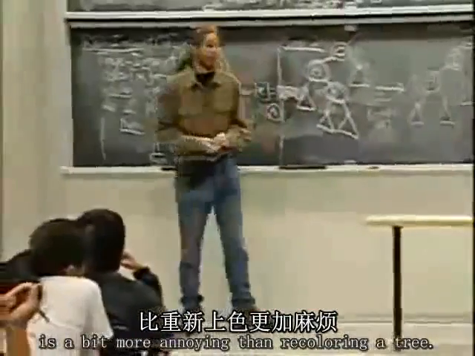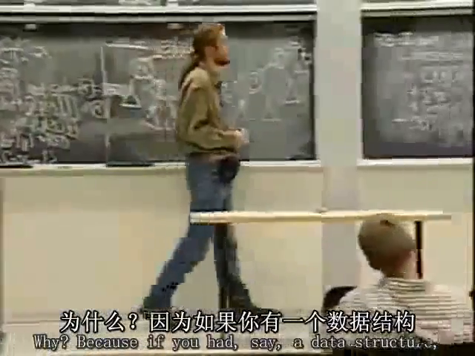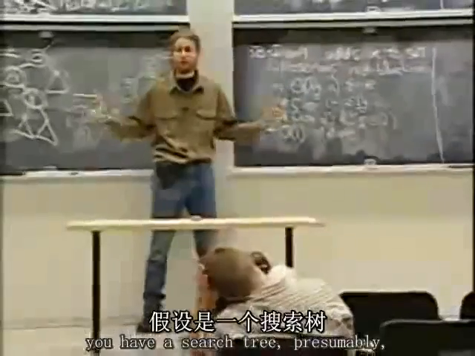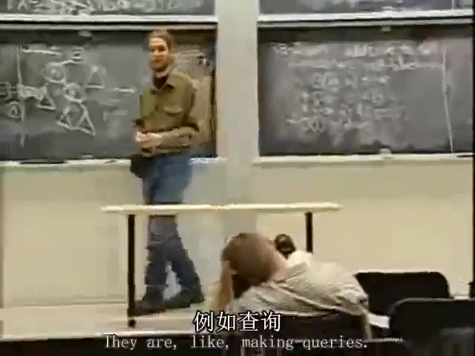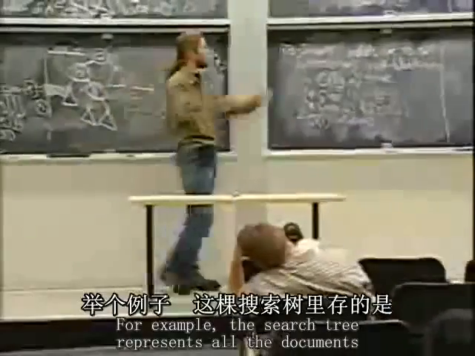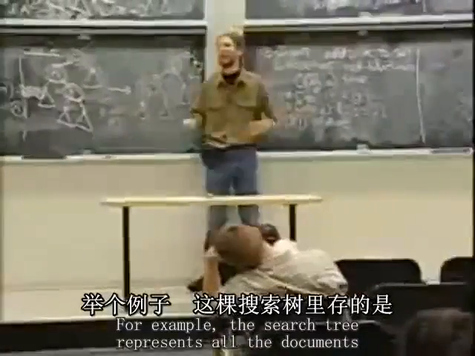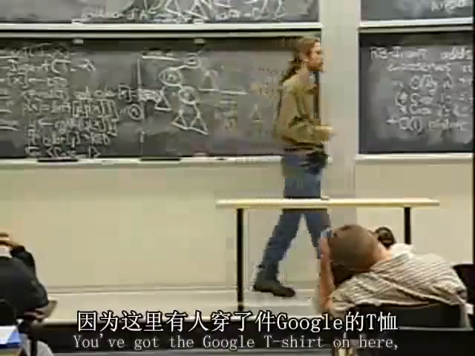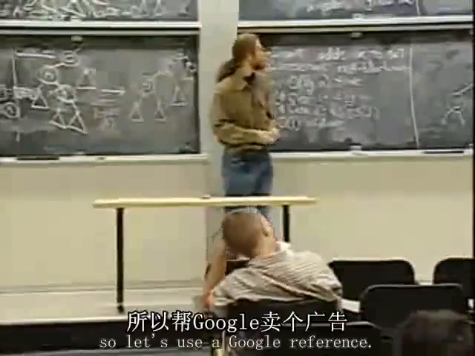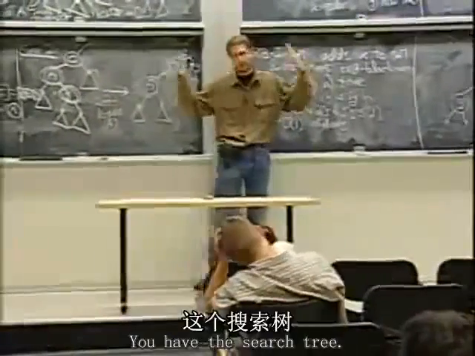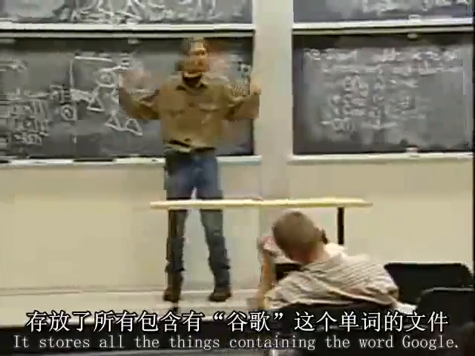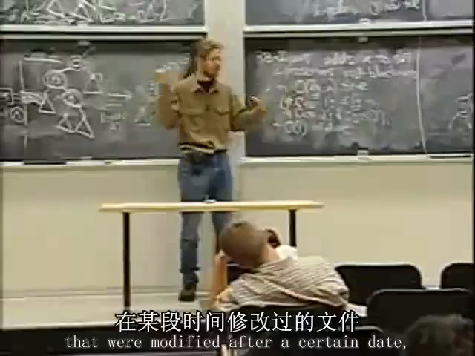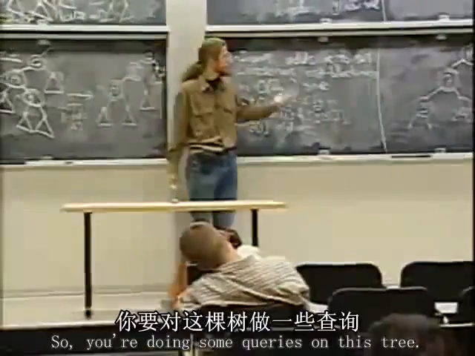It's kind of nice because rotating a tree is a bit more annoying than recoloring a tree. Why? Because if you have a search tree, presumably people are using this search tree for something. They're making queries. For example, this search tree represents all the documents matching the word computer in Google. You have this search tree, it stores all the things containing the word Google. You'd like to search maybe for the ones that were modified after a certain date. So you're doing some queries on this tree.